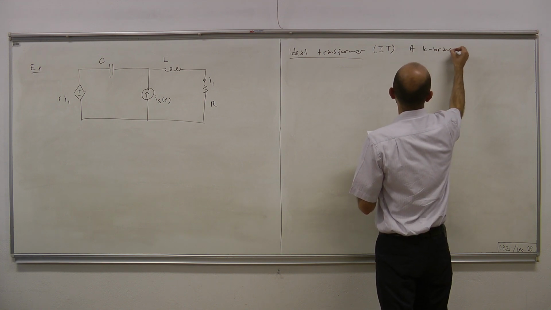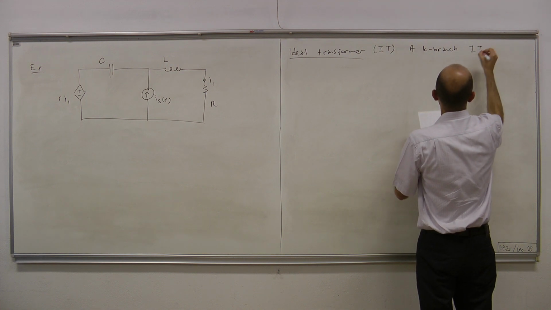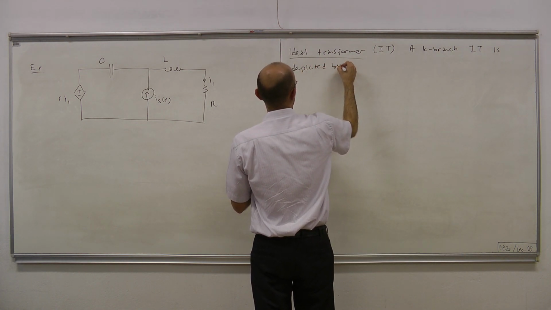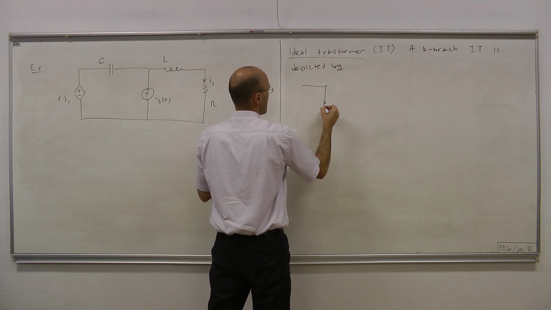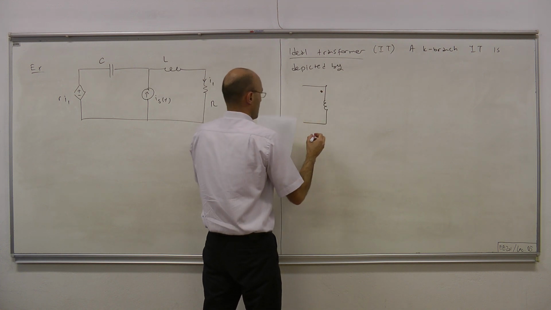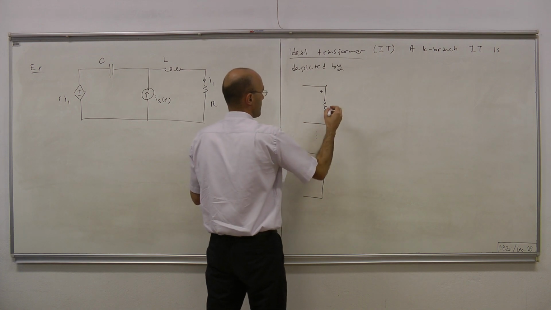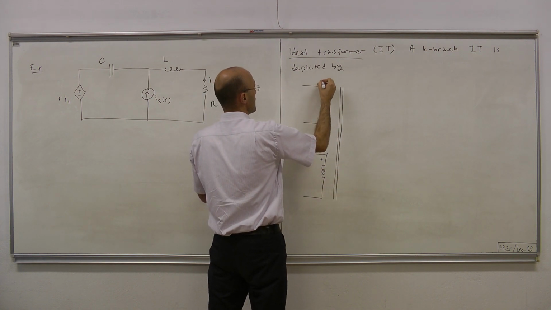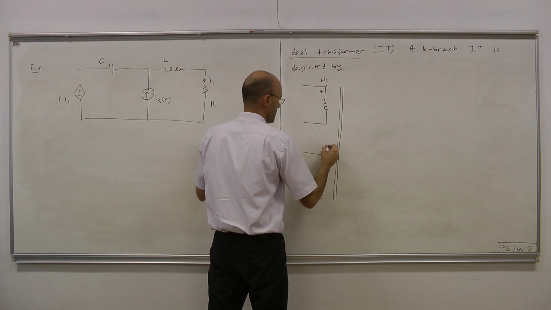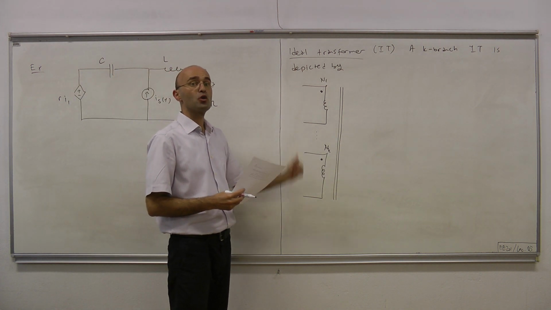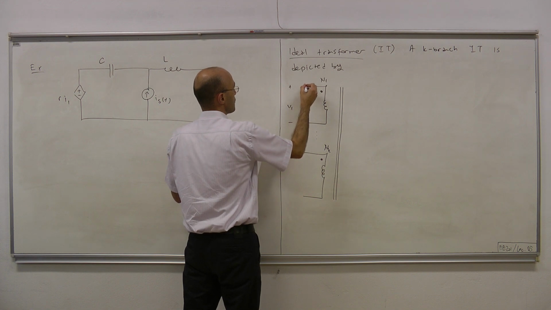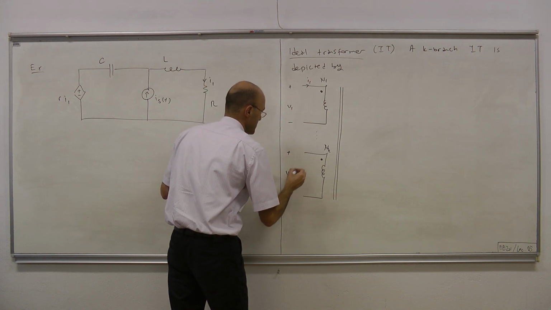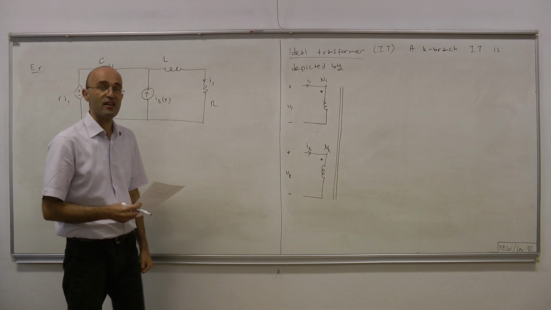It's a K-branch component. A K-branch ideal transformer is shown by the following representation. Here we have N1, N2, N3 up to Nk. These are the so-called turns ratios. This is the voltage of the first coil, V1, I1. Then we have V2, I2, voltage and current of the second coil, and so on. And finally, for the last one, Vk, Ik, voltage and current of the kth coil.